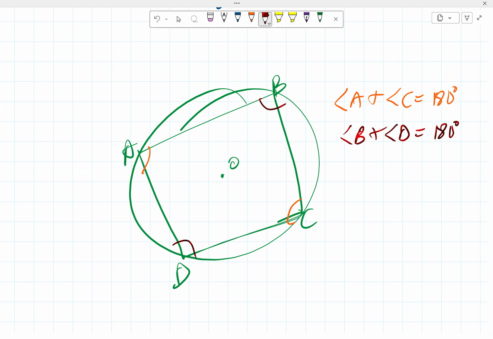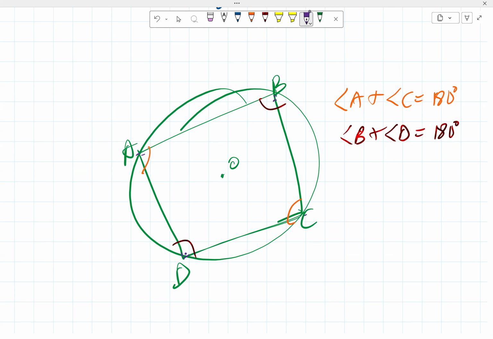To prove it, we go for this: angle DAB and angle DCB. They are sitting on opposite sides, and they both stand on chord DB. So imagine this is chord DB now.